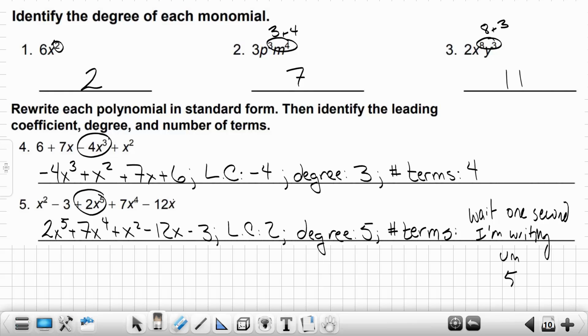Can we have a test on just this? No. And it'd be worth like 200 points. Pop quiz. Please. It could bump up our grade. Not even a little. She said please.